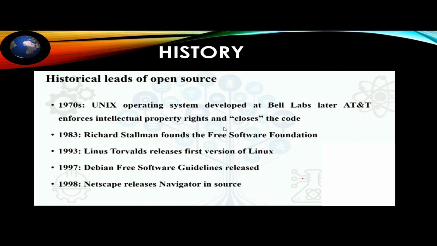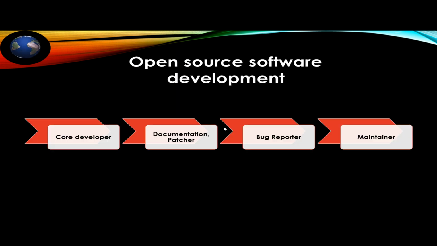Later Richard Stallman founded the Free Software Foundation in 1983, and then it continued further. In 1998, Netscape released Navigator in source form. So like that, open source software has been introduced from 1970 onwards.